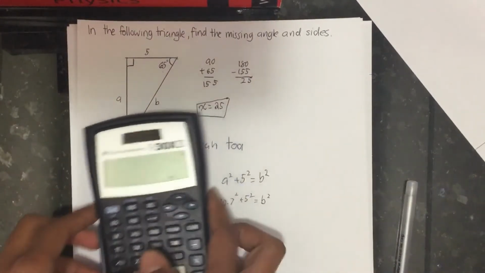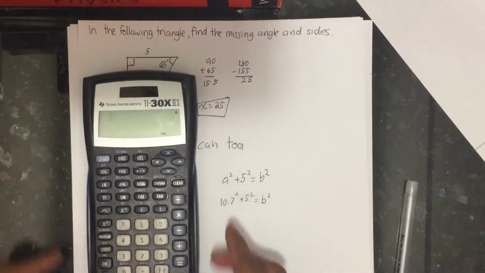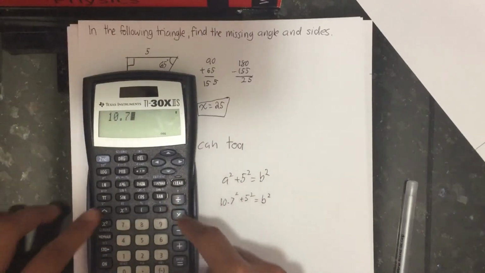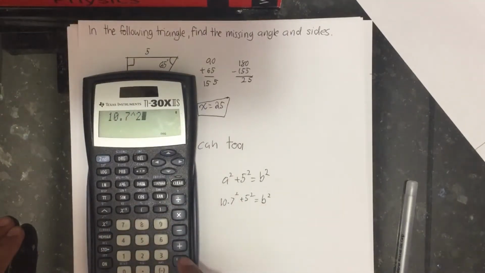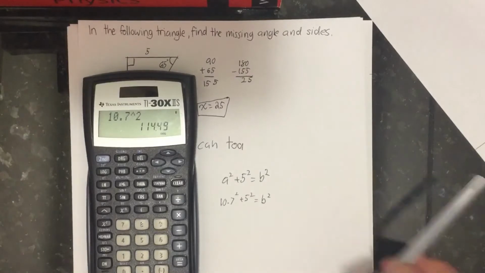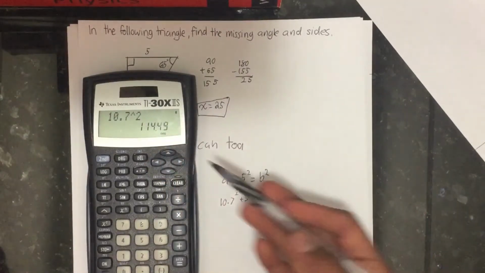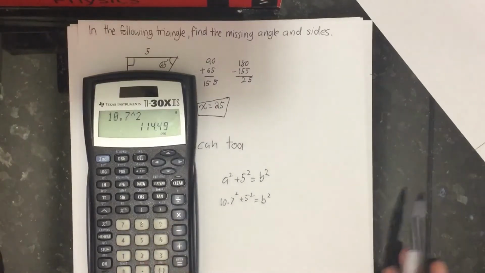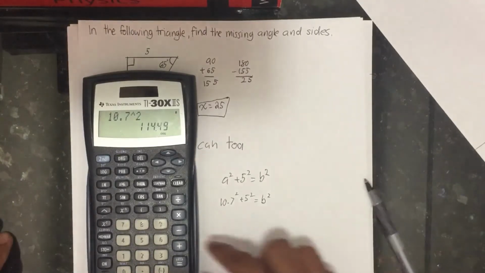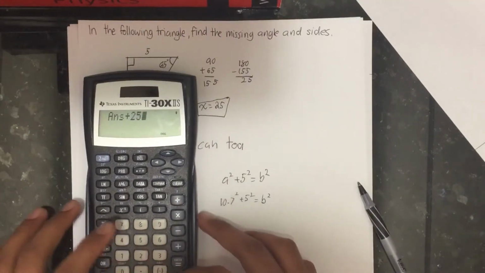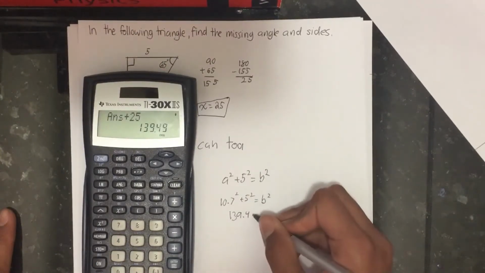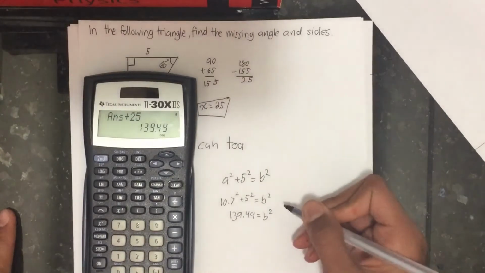So now, over here, 10.7 to the power of 2, I get 114.49, which seems about correct, because 10 squared is indeed 100, and then if I add 0.7, it'll be around that. Now, I already know 5 squared, which is 25, so I'm just going to add 25 here. So now, it's going to be 139.49 is equal to b squared.